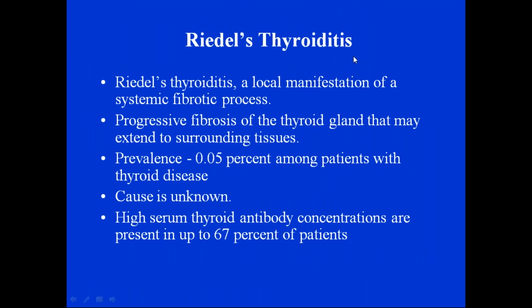And the last one is Riedel's thyroiditis. That is the fibrous type. It is a fibrotic process, a local manifestation of a systemic fibrotic process. There is progressive fibrosis of the thyroid gland that may extend to surrounding tissue, and the cause is unknown, and high serum thyroid antibody concentrations are present in 67% of the cases. So when there is a systemic fibrotic process, it is known as Riedel's.